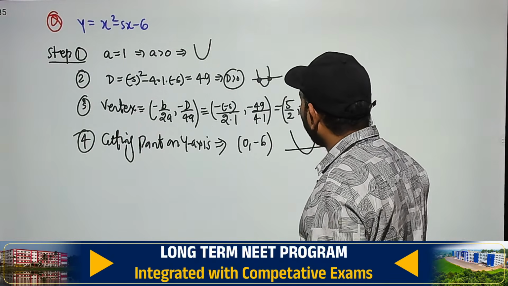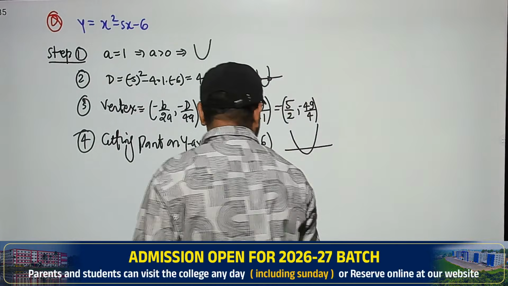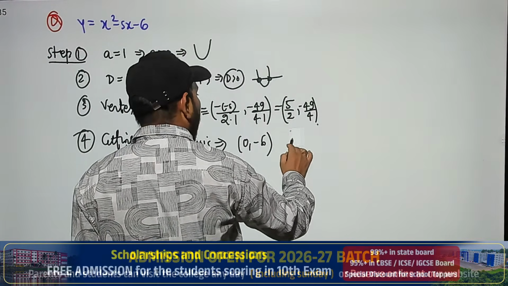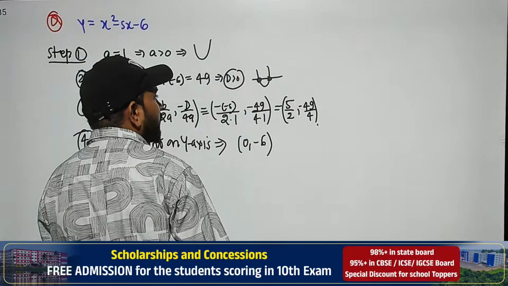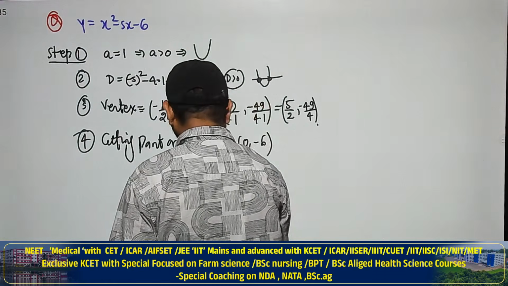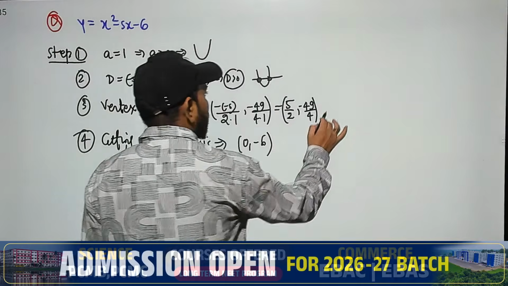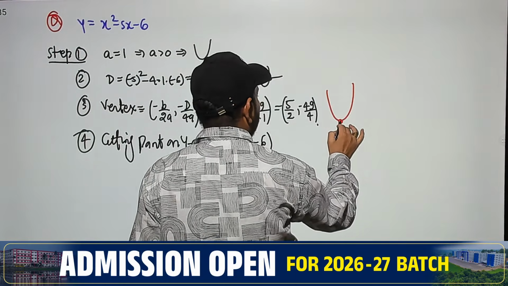Oh, so our cutting point is now negative. So I should not draw the graph like this. I need to draw the graph in a different way. The vertex is this. This point is, this.